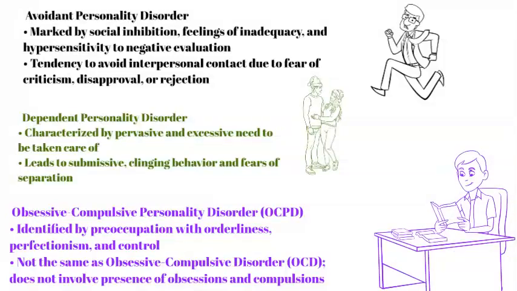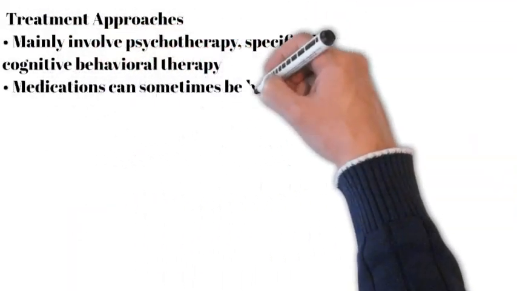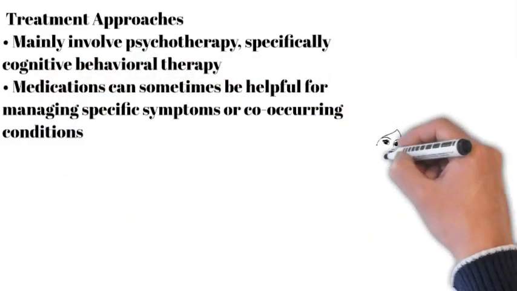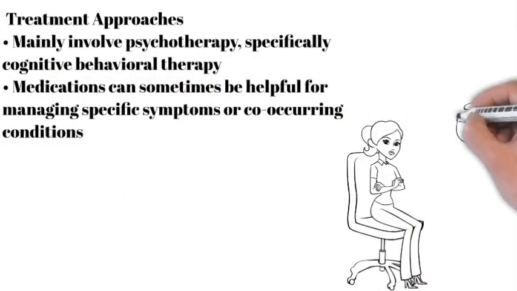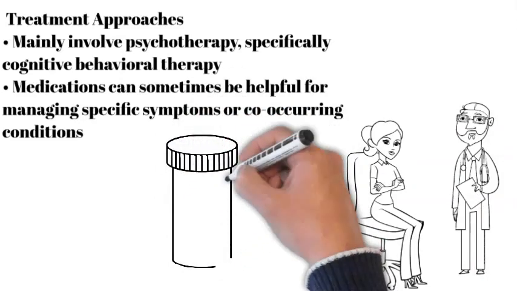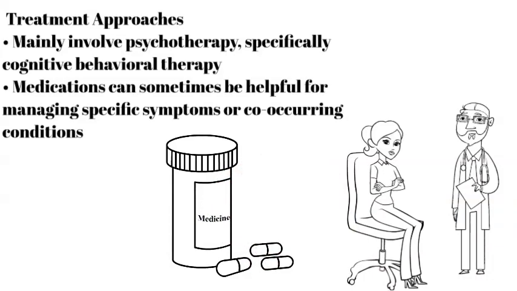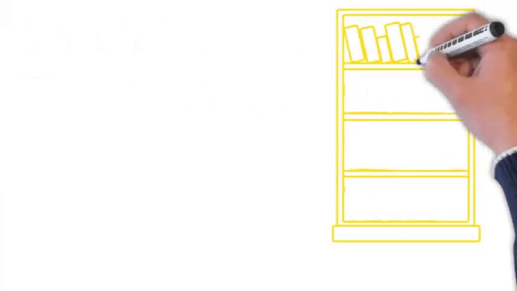Treatment of Cluster C personality disorders usually involves psychotherapy. Cognitive behavioral therapy is particularly effective for many of these disorders, and sometimes medications can be helpful for managing specific symptoms or co-occurring conditions. Now let's put this into context with a case scenario.